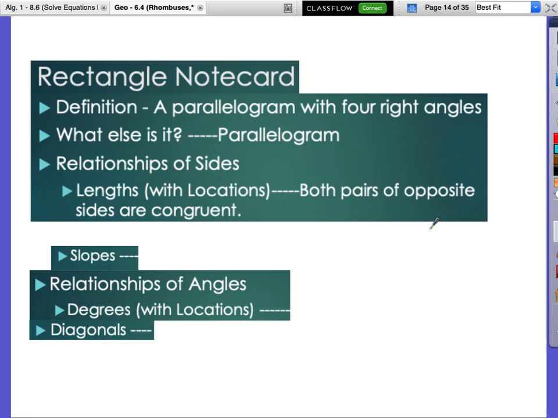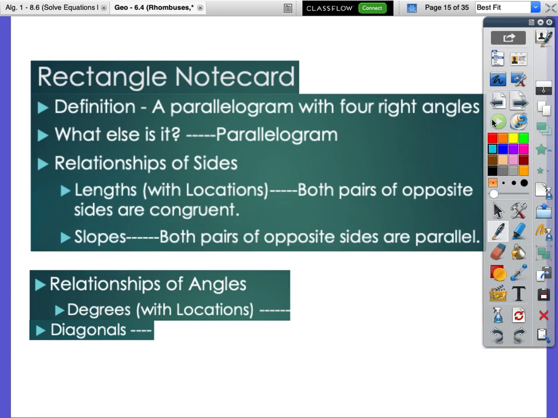Yeah, we just want to be very specific in this. Like I said, when we get into other shapes, we'll really see why that is. Okay, what do you notice about the slopes? Kennedy? Both pairs of opposite sides are parallel. Very good. Both pairs of opposite sides are parallel.